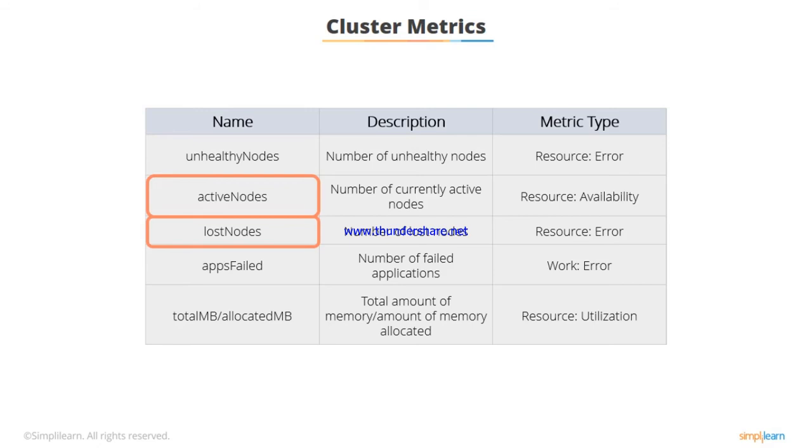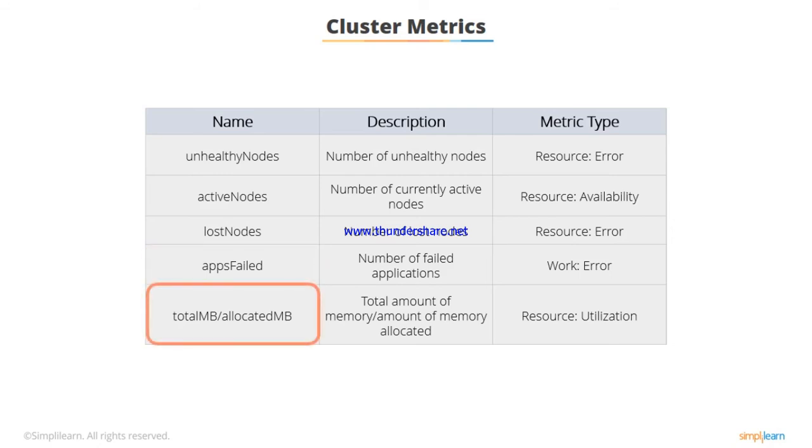Active nodes, lost nodes. The active nodes metric tracks the current count of active or normally operating nodes. Nodes can lose contact with the resource manager for a number of reasons, including network issues, hardware failure, or a hung process. It is good to be aware of lost nodes, so you can take action if the node never returns. Apps failed. If the percentage of failed map or reduce tasks exceeds a specific threshold, then the application as a whole will fail.